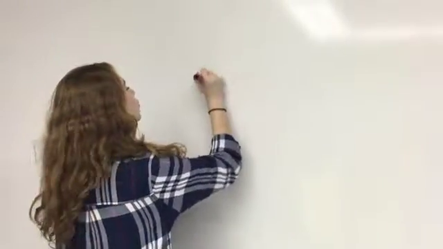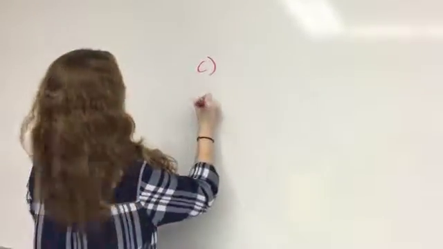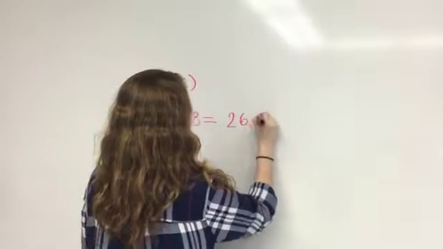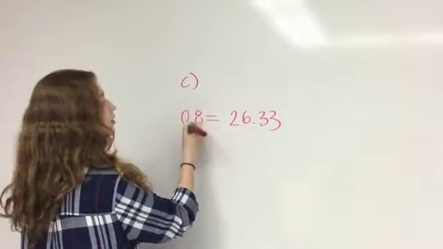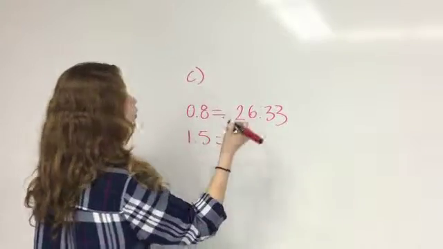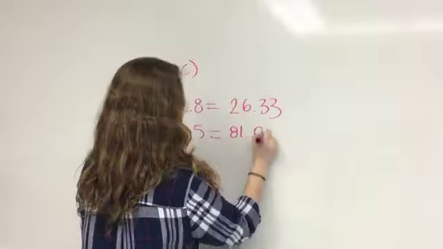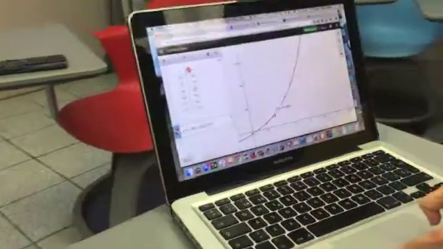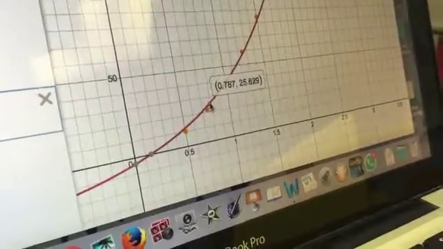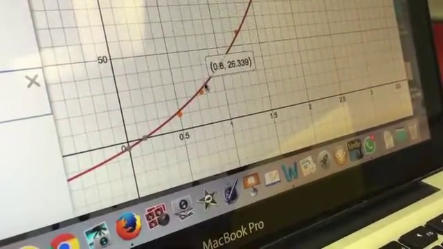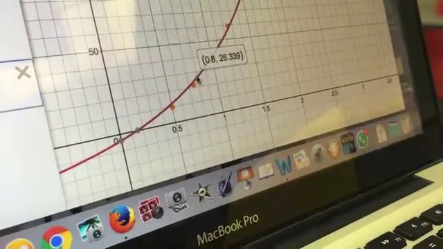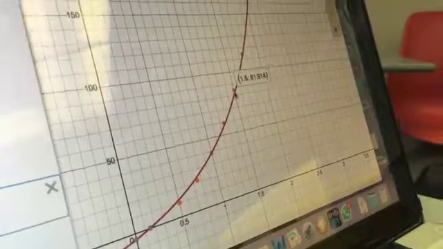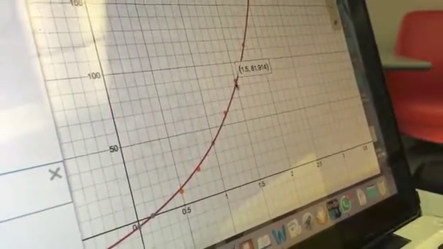So for point C, we concluded that when the rate of change has an x value of 0.8, the total rate of growth will be equal to 26.33. And when the value of x or d equals 1.5, the total rate of growth will be equal to 81.91. To make sure our answers in point C were correct, we come back here in the graph and we can check it right here. When our x is 0.8, we have 26.33, so that was correct. And for 1.5, to make sure, we have here that it is exactly 81.91.